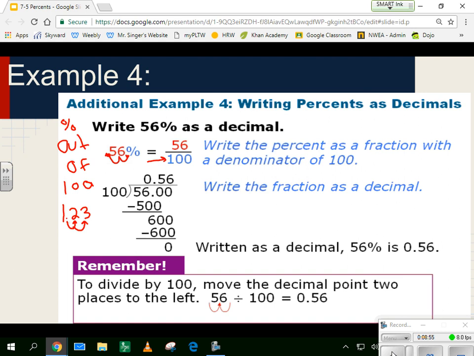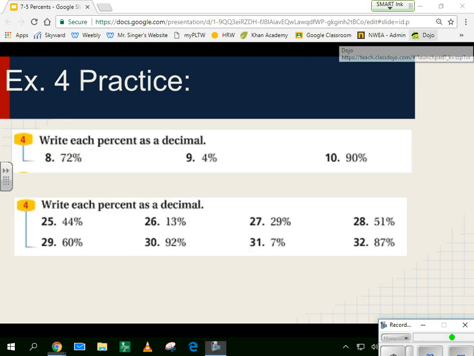You can copy all this down if you want, or you can put down the remember box, because that's what I was showing you. All right, before you do it on your own, I'm going to have you do 25 through 32. I know it's a lot, but you'll find it to be super easy. I'm going to do 8, 9, and 10. Now, if you want to try 8, 9, and 10 on your own before we do it, go ahead, and then you can come back and see how you did.